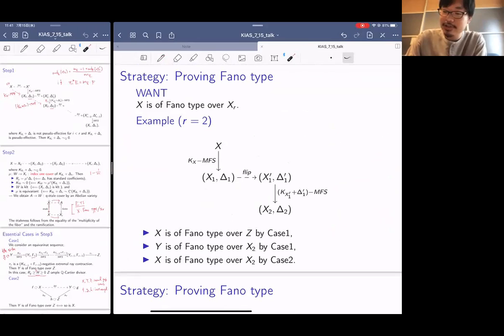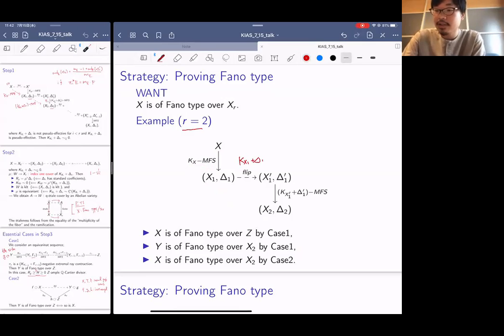We consider the following simple example. In this case, R is equal to 2. And X is a smooth projective variety admitting an int-amplified endomorphism. And this morphism is a K_X-divisorial contraction. We obtain the variety X1, and delta 1 is defined by the multiplicities of fibers. And we consider the (K_X1 + delta 1)-flip.